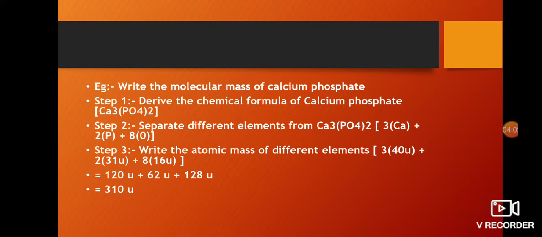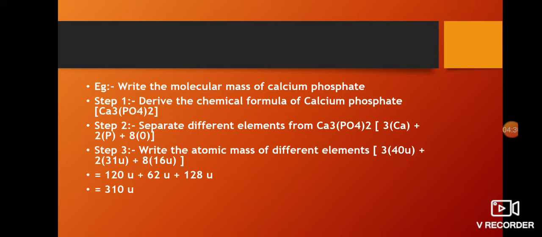Now calcium atomic mass is 40 U, P, that is phosphorus, 31 U, and oxygen is 16 U. Now we have to multiply and add up. Now 120 U plus 62 U plus 128 U gives us 310 U. So this was the way we have to calculate molecular mass.